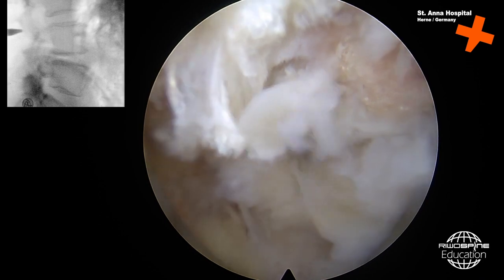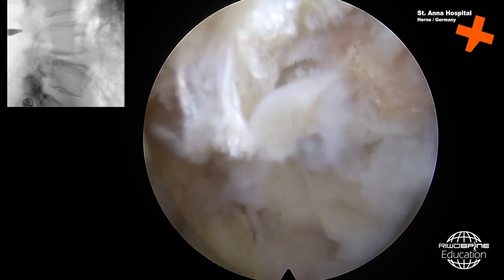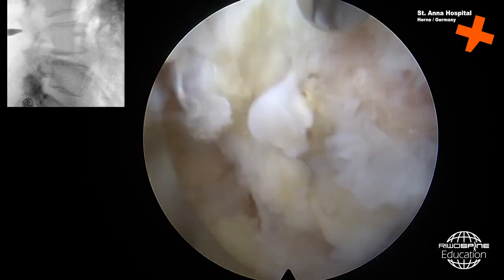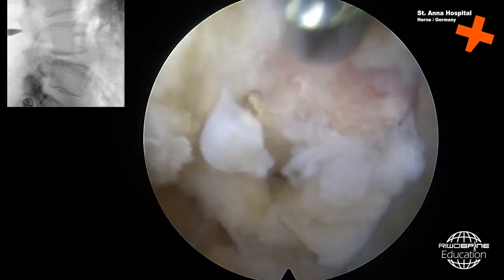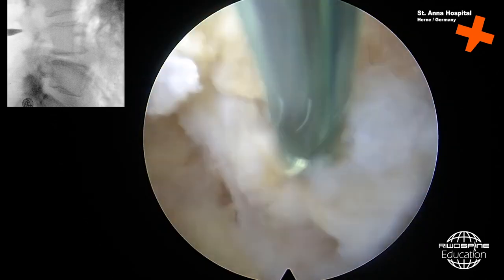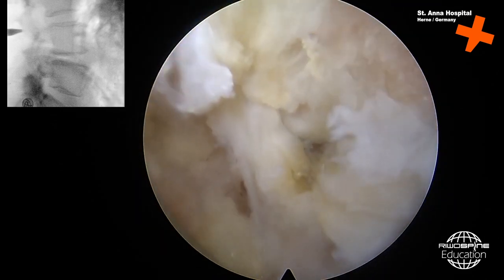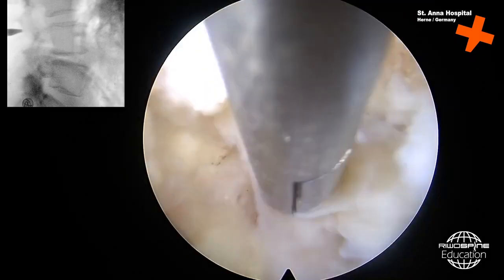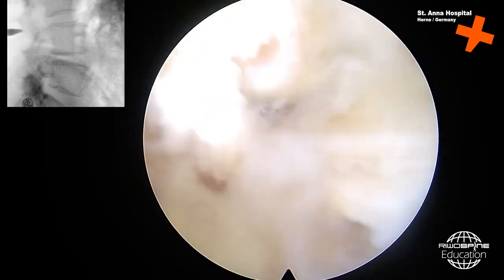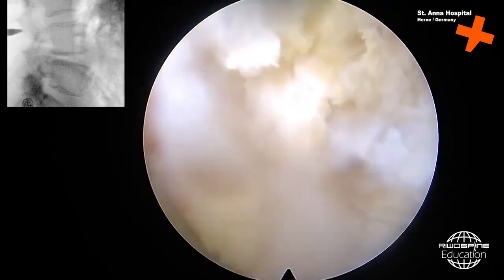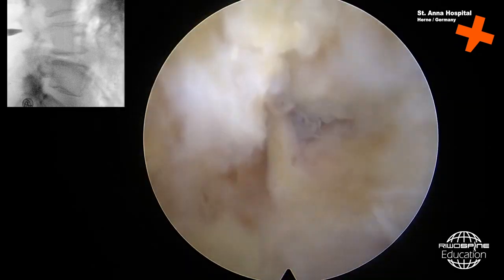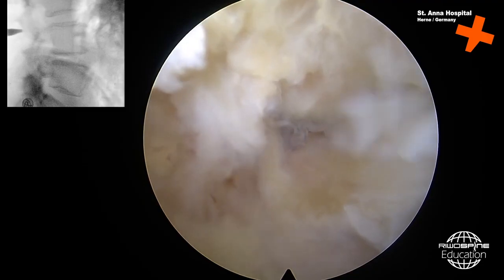Noch einmal elektrisch, bitte. Dann noch einmal den Rongeur, bitte. So here we see the bone of the descending facet. That's the caudal end of the descending facet. That is our area where we start with our bone resection.